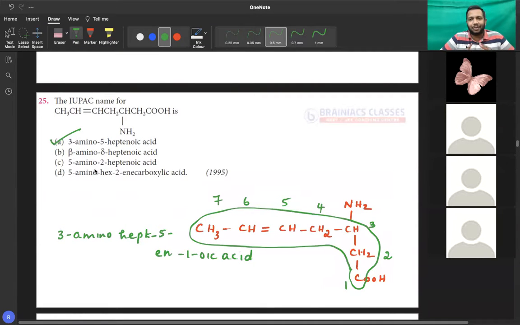Please go through this NEET 2021 paper. I have given the detailed explanation on the YouTube channel. You can just search Brainiacs Classes or NEET 2021 paper discussion Brainiacs Classes. You will get it, and just going through it will help you to get a glimpse of it.